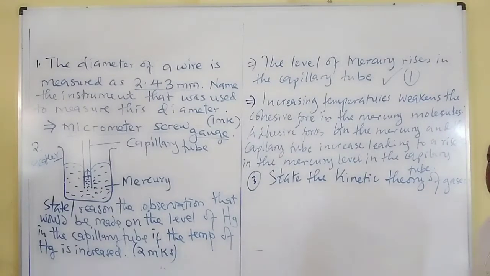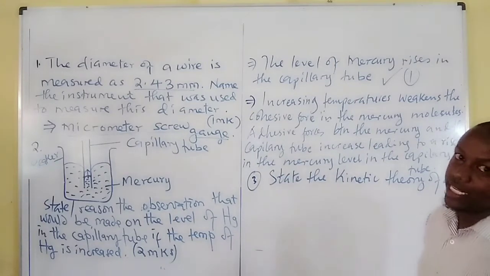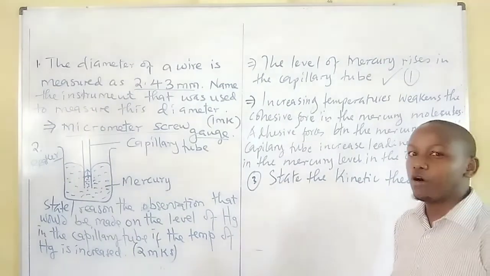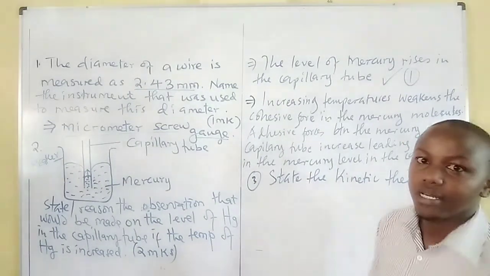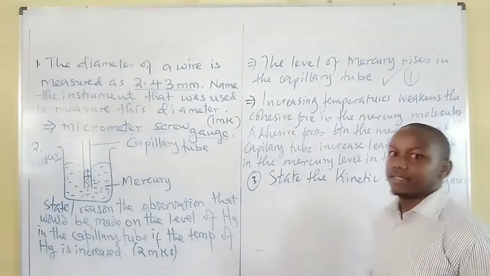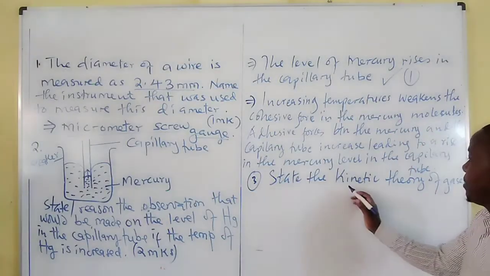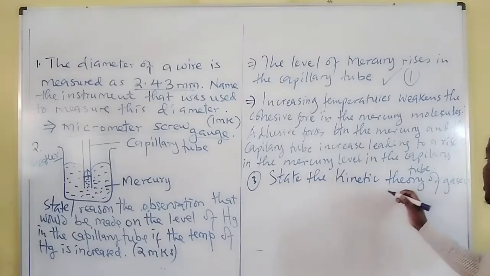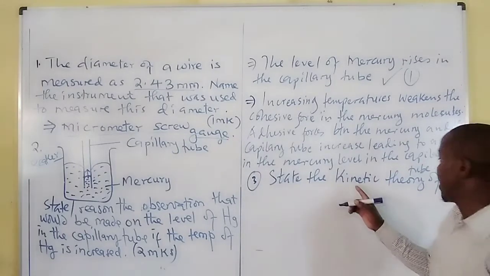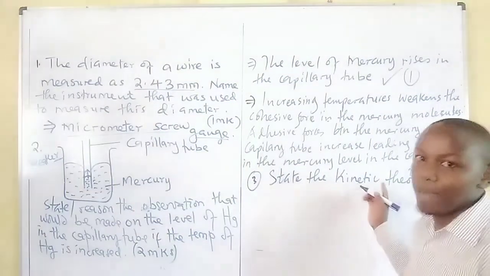Okay, generally we know the kinetic theory of matter, which says that matter is made up of tiny or small particles which are in constant random motion. And for this case, the examiner has specified kinetic theory of gases, which means you will not just state the kinetic theory for matter, which is very general.